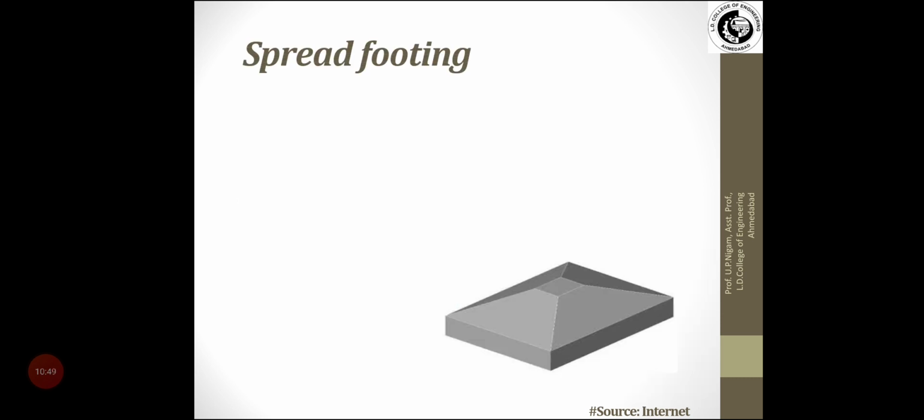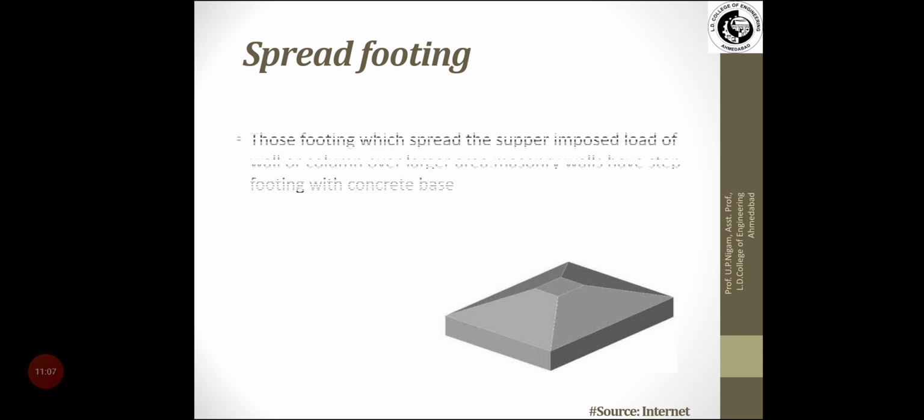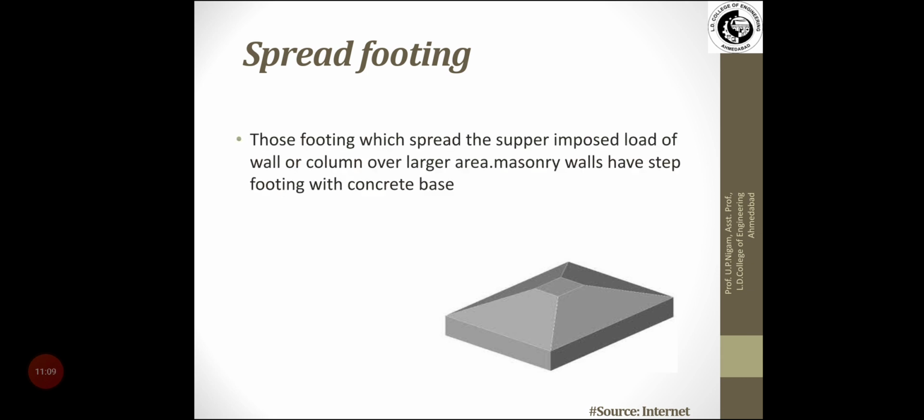Now we will see spread footing in detail. What do we understand by spread footing? The component of a foundation below a particular building component, for example a wall or a column, is known as the footing. The word is often used along with foundation as a synonym. Spread footings are those which spread the superimposed load, which may be dead load, of any wall or column over a larger area. So that is how the load is spread.